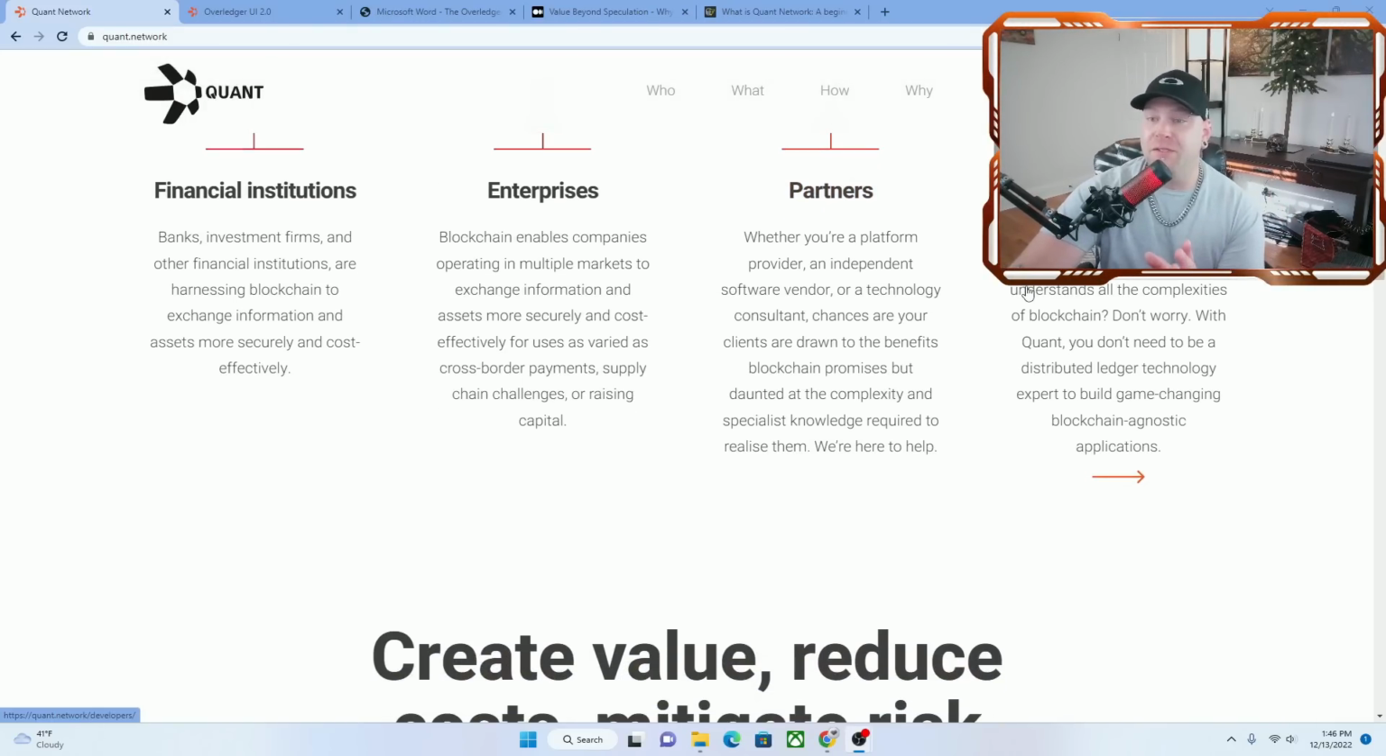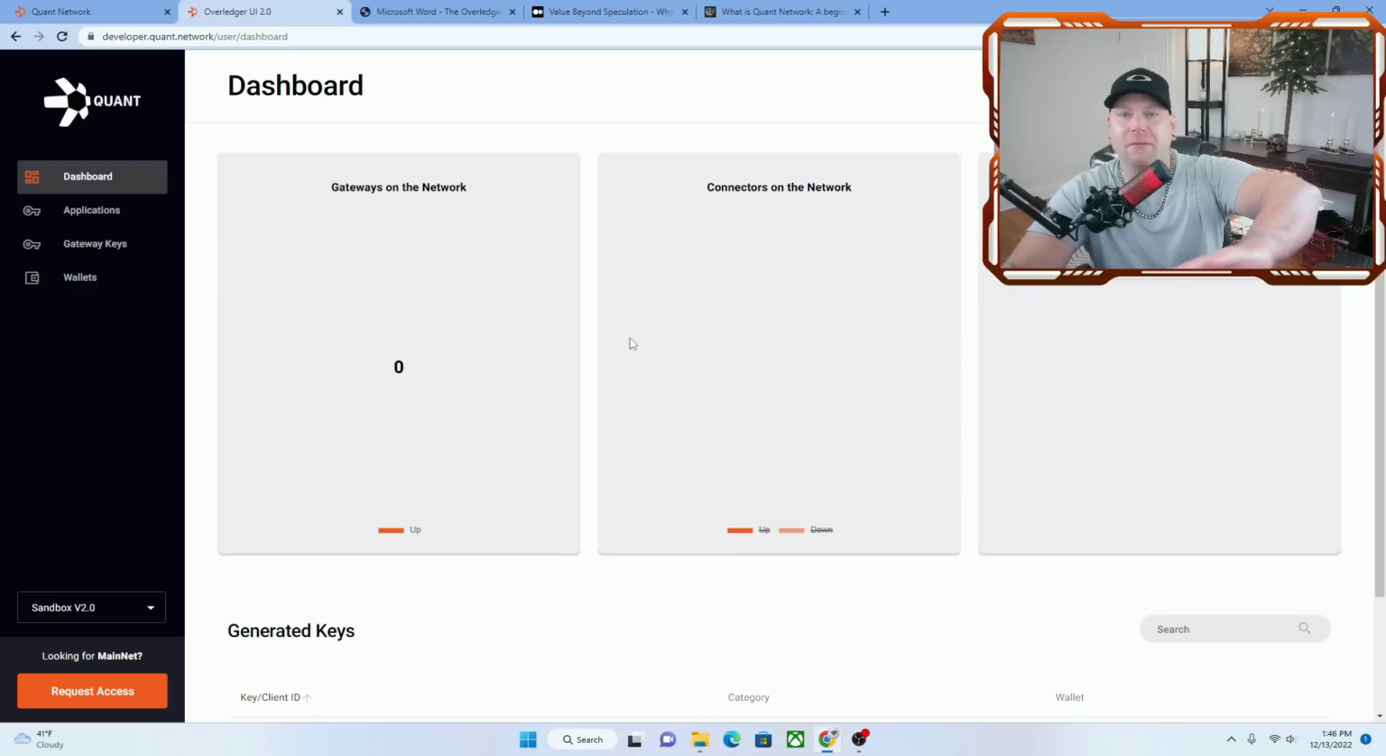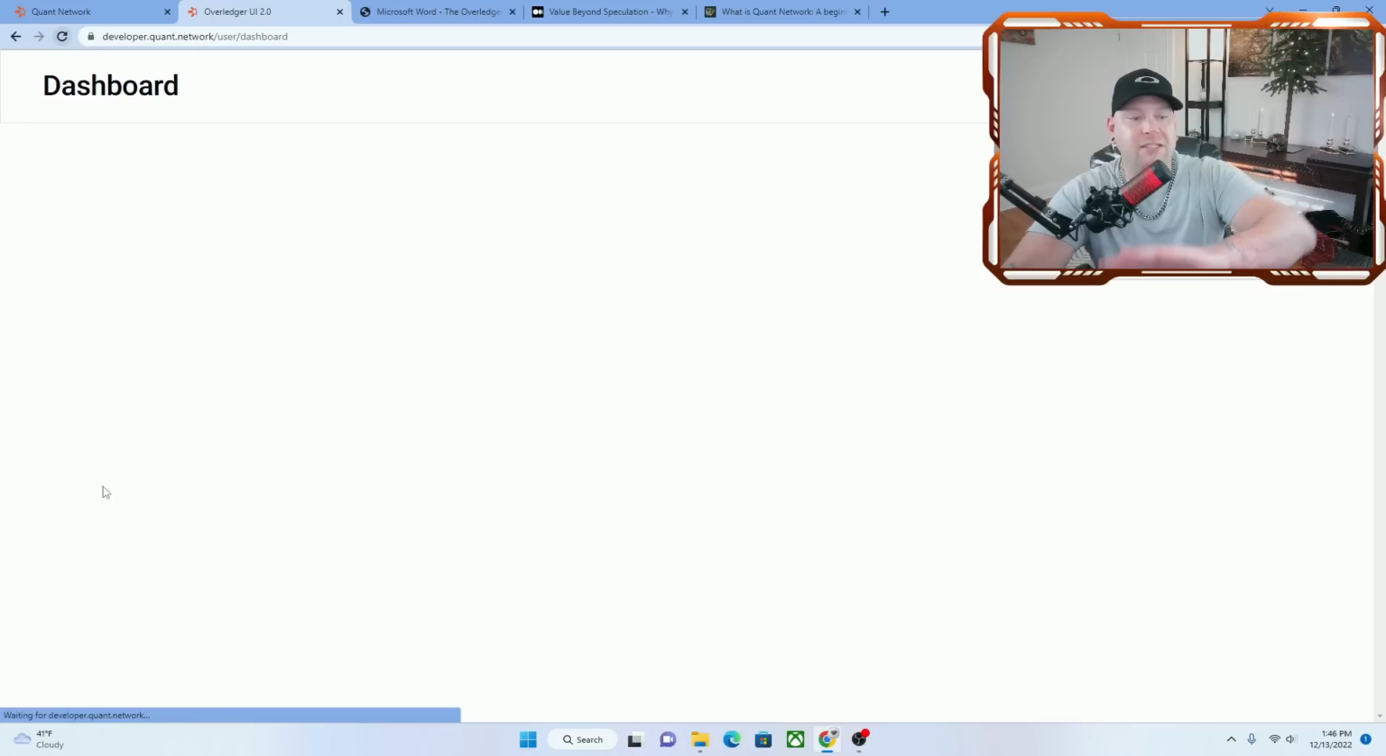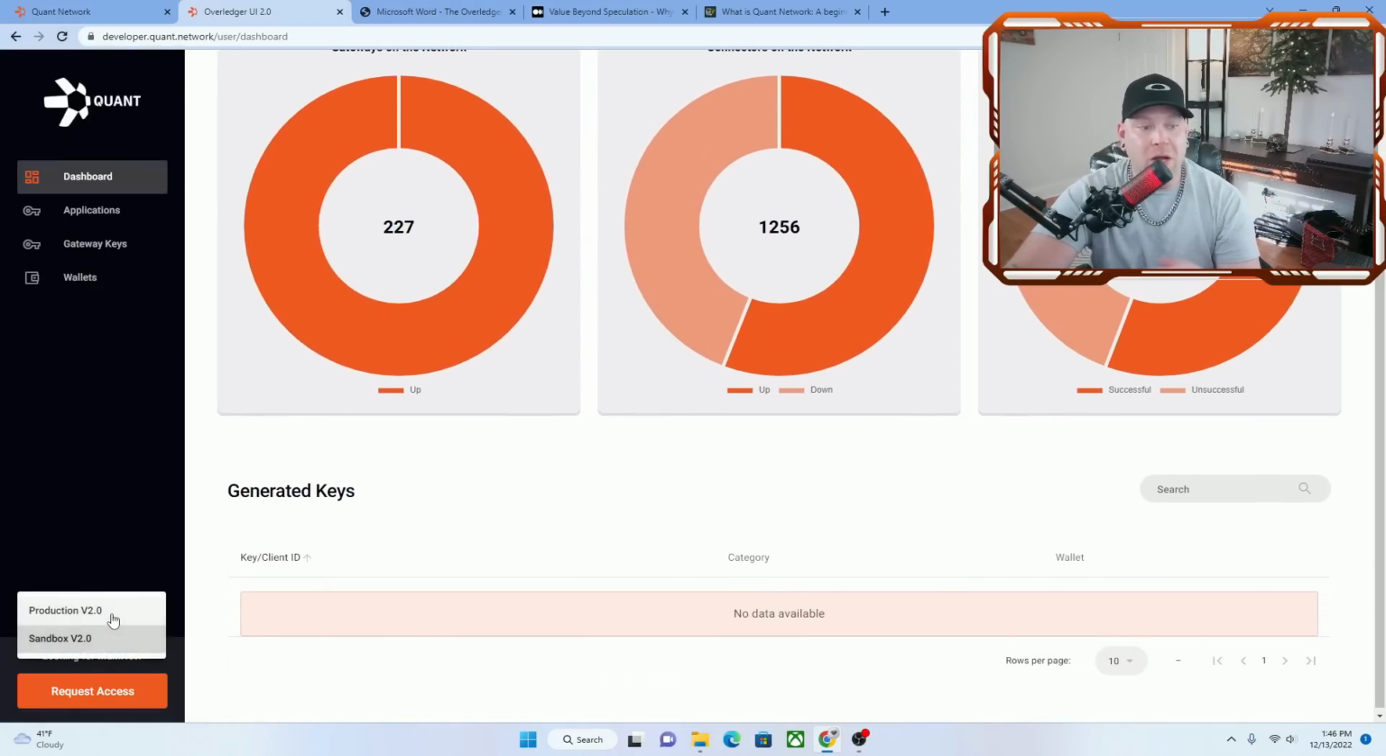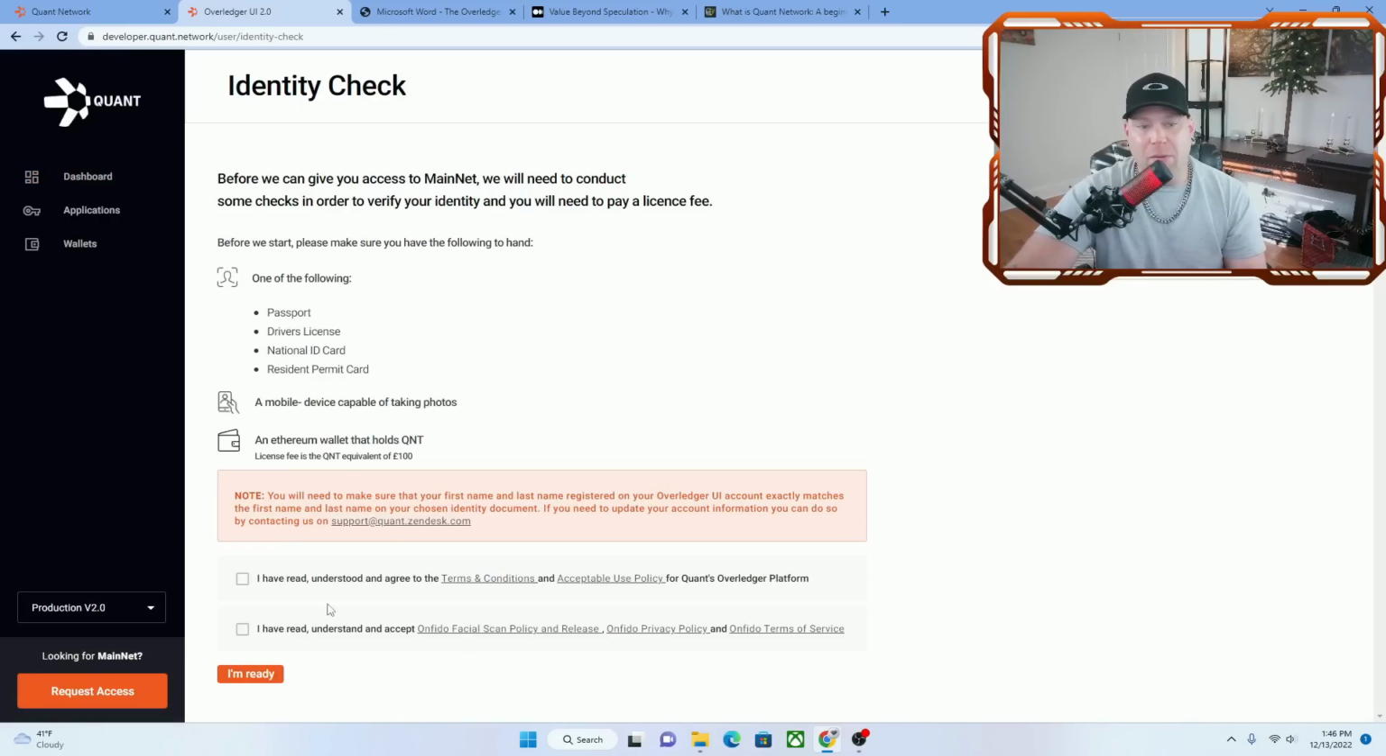And then developers. This is also big for the developers. I did go ahead and make a developer profile for you guys on the testnet, because if you want to go outside sandbox into the actual production, it does require a KYC process and 100 pounds if you want to go ahead and get that set up. 100 pounds is kind of cheap, honestly, but it is part of the identity check if you want to go ahead and proceed on the developer side of the Quant Network.